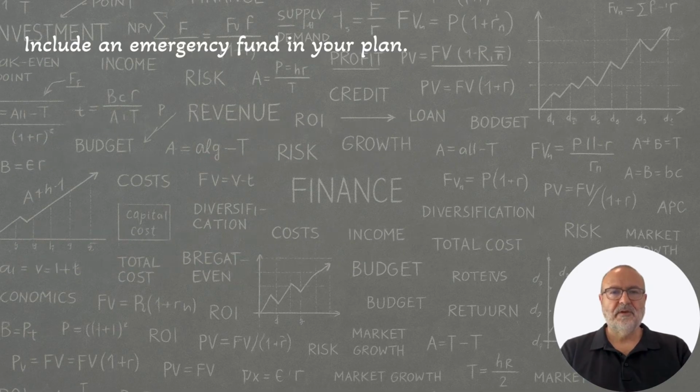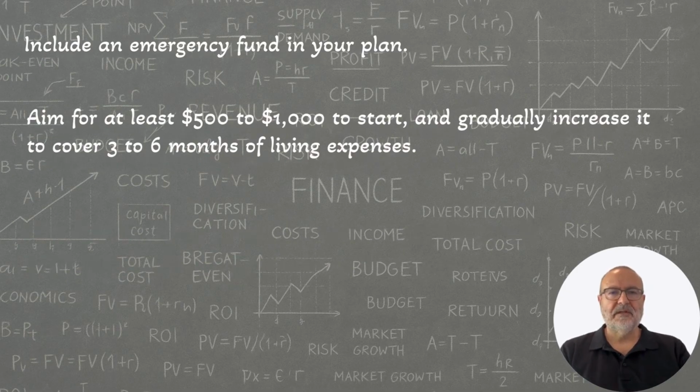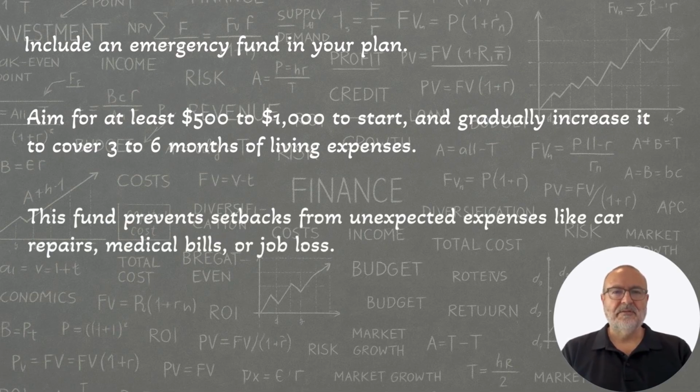Include an emergency fund in your plan. Aim for at least $500 to $1,000 to start, and gradually increase it to cover 3 to 6 months of living expenses. This fund prevents setbacks from unexpected expenses like car repairs, medical bills, or job loss.